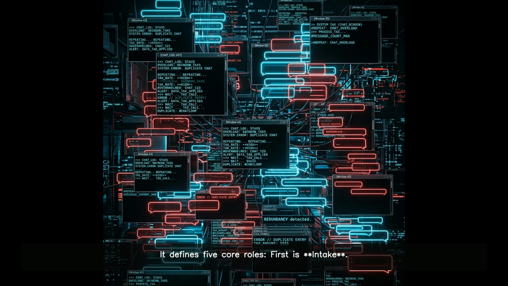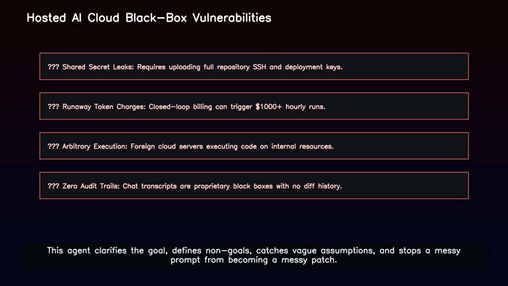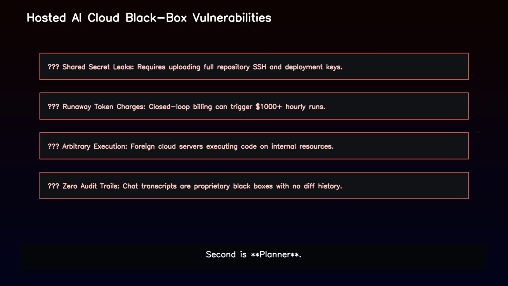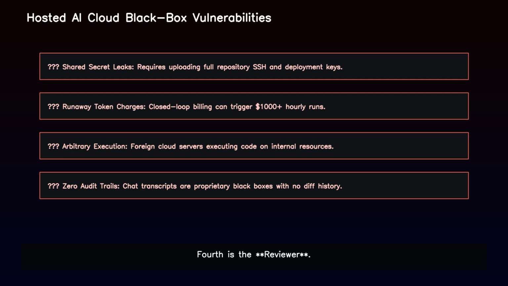First is intake. This agent clarifies the goal, defines non-goals, catches vague assumptions, and stops a messy prompt from becoming a messy patch. Second is planner. It takes the intake spec and writes a strict, minimal blueprint. It defines exactly what files the AI is allowed to touch. Third is the implementer. It does the coding, but it operates inside an isolated sandbox, seeing only the files authorized by the planner. It doesn't get flooded with the whole codebase.